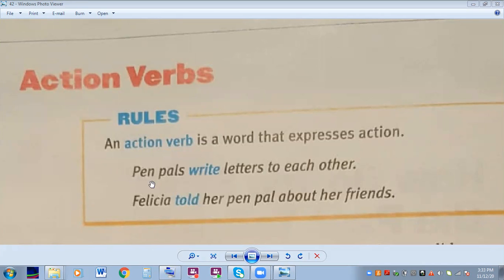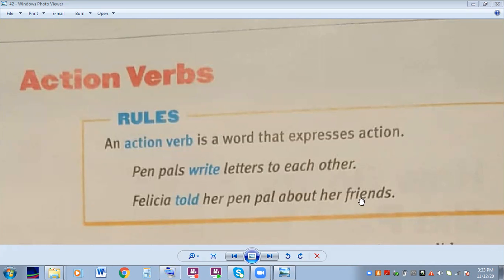Our first example is: Pen pals write letters to each other. Pen pals is the subject of our sentence. That's who we're talking about. What do pen pals do? They write. Their action is that they write.